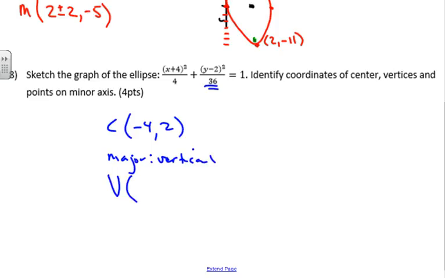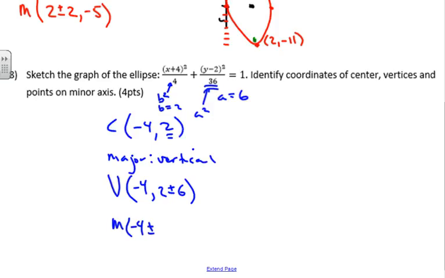And so we can find our vertices. I'm not going to graph this. I'm going to give you the points. Because it's under the y, we have to find our a value. The a value is 6, because that's a squared. So we're going to add to 2, our y value, plus or minus 6. To find the minor points, we're going to go on the -4, and once again that's b squared, so b is going to equal 2, and we add and subtract 2 from -4, and that's where we have our minor axis points that we can find.